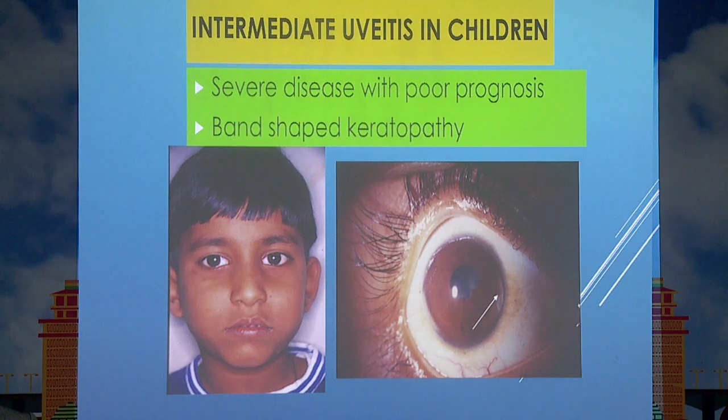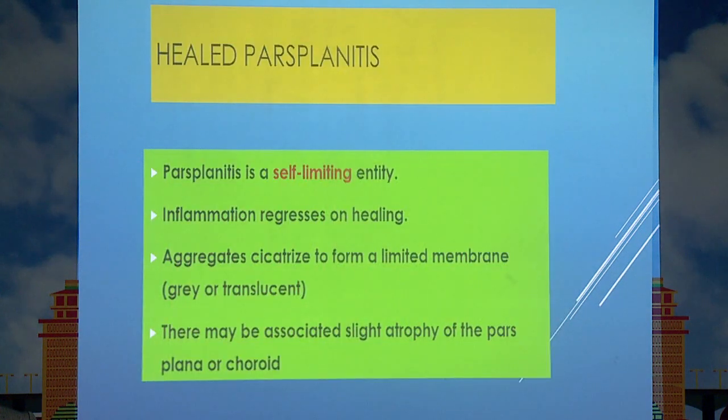In children, intermediate uveitis is severe and the prognosis is poor. Sometimes these children present with band-shaped keratopathy. Pars planitis, however, is a self-limiting entity. The inflammation regresses on healing. The aggregates cicatrize to form a limited membrane which is gray or translucent in color and usually remains undisturbed in the eyes. There may be associated slight atrophy of the pars plana and the choroid in the later stages of the disease.